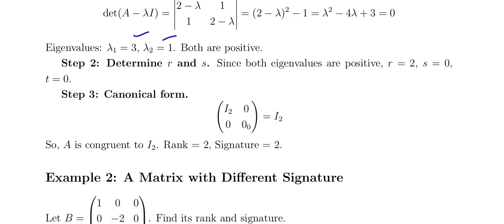So then the canonical form is I2, that is IR, and IS, S is 0, so negative eigenvalue கிடையாது, so அதனால 0, and the rest is the 0 matrix, so I2 0 0 0, எல்லாமே 0 இருக்கு, that is called the I2. So A is congruent to I2, so the rank is 2 and the signature is 2. Number of positive minus number of negative eigenvalues, signature means.